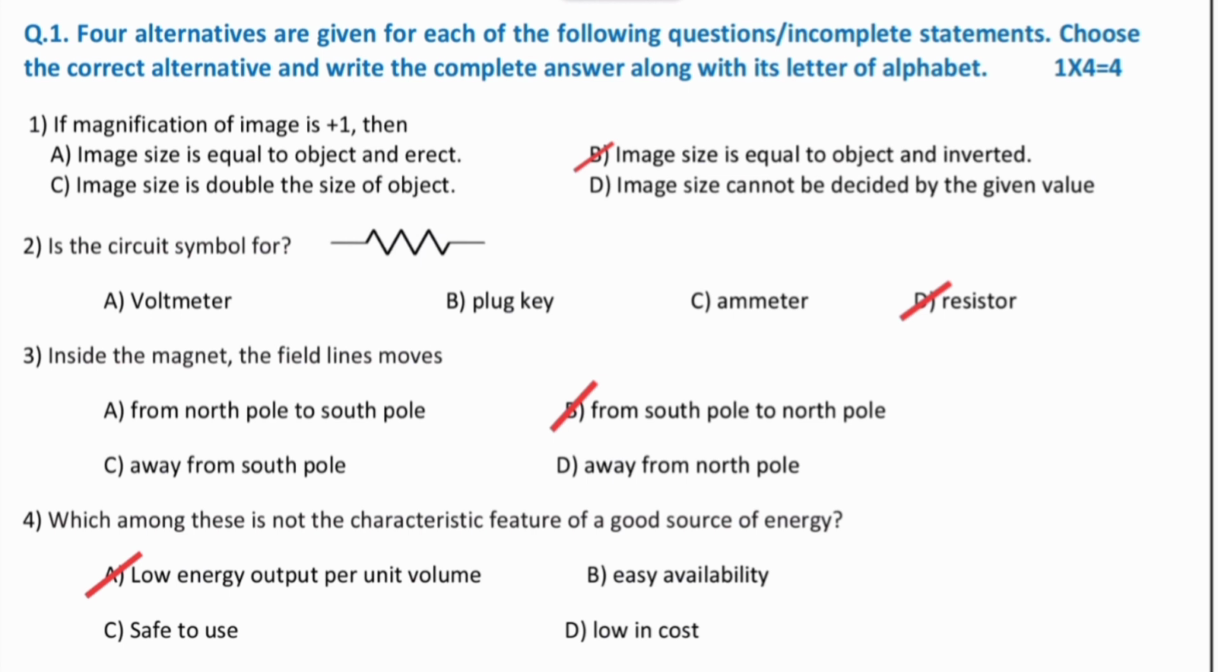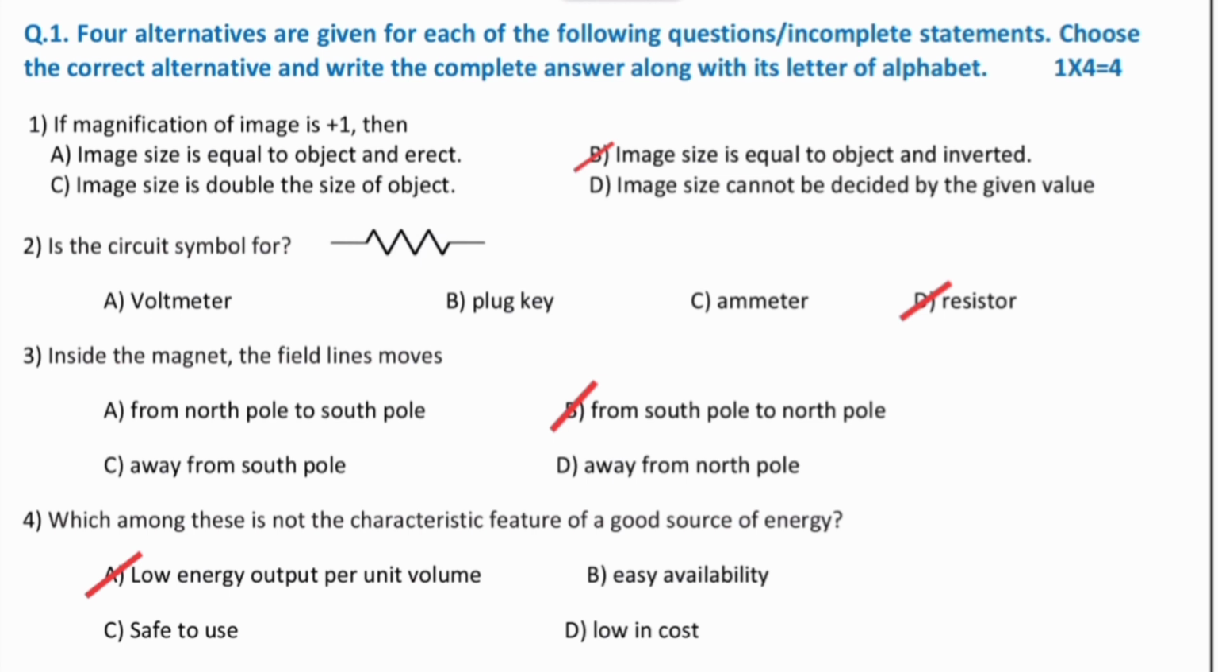Inside the magnet, the field lines move from south pole to north pole. The correct answer is option B. Outside the magnet, it is north to south. Inside, it is south pole to north pole.